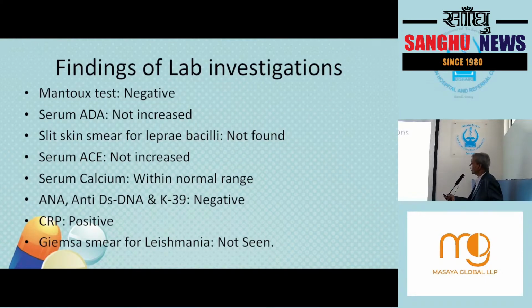In between, what were the findings? The Mantoux test was negative, serum ACE negative, smear for leprosy was not found. So all the tests showed nothing. In the Giemsa stain also, the scraping which we had done was negative.